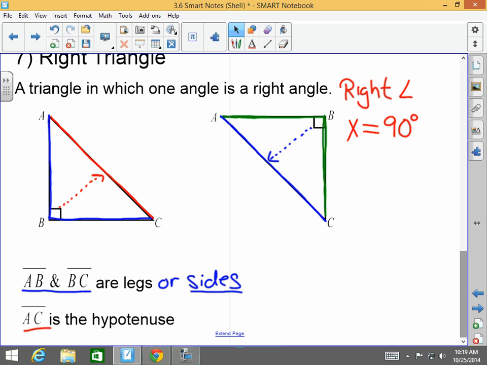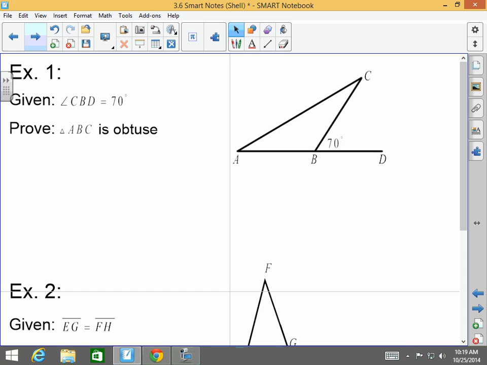Okay? So now let's do some examples. These first two examples I'm going to prove in paragraph form. Remember, we rarely use paragraph form, but when we did learn about paragraph proofs, remember that I said sometimes it's easier just to explain in words in a little paragraph how you prove your conclusion.